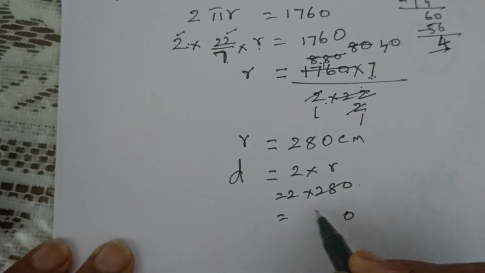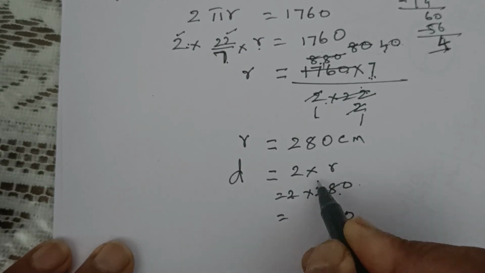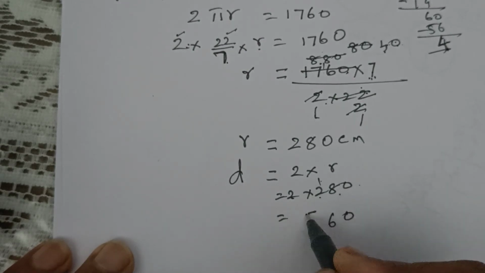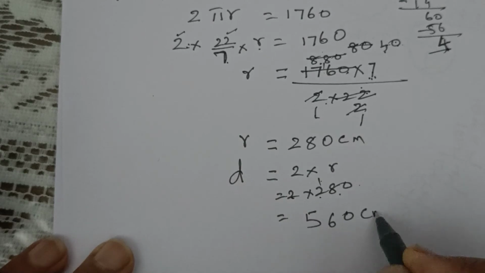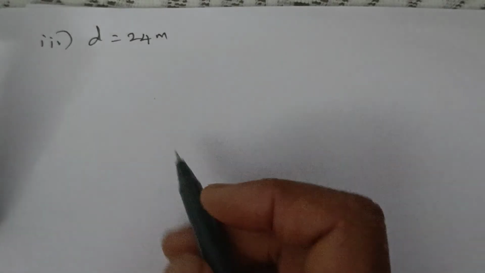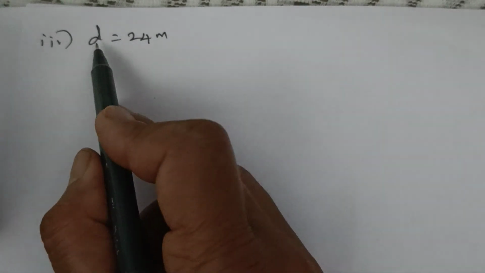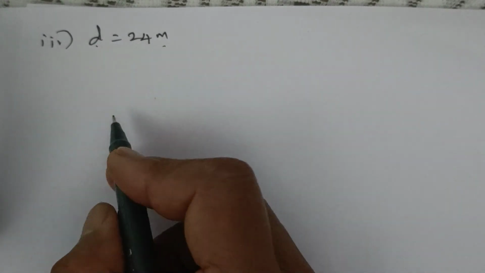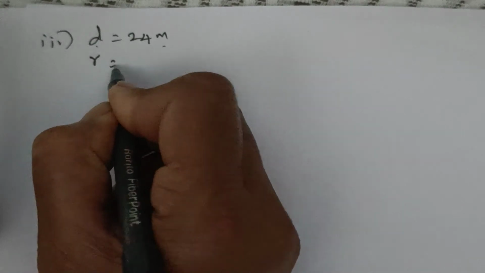Multiply. What do you get? 2 into 0, 0. Multiply like this. 2 8s are 16. Carry 1. 2 2s are 4. 4 plus 1, 5. 560 centimeters is the diameter. Now, in the same table, the third sum is where we are given the diameter. Diameter is 24. So, what is the radius?